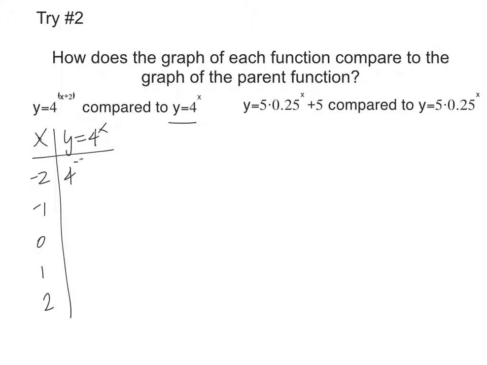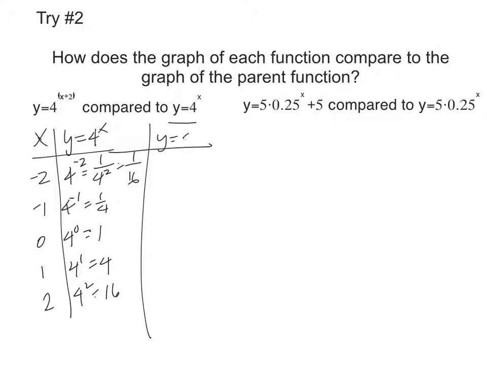So this is 4 to the negative second, which is 1 over 4 squared, or 1/16. 4 to the negative 1 is 1 over 4. 4 to 0 is 1. 4 to the 1 is 4. And 4 squared is 16.